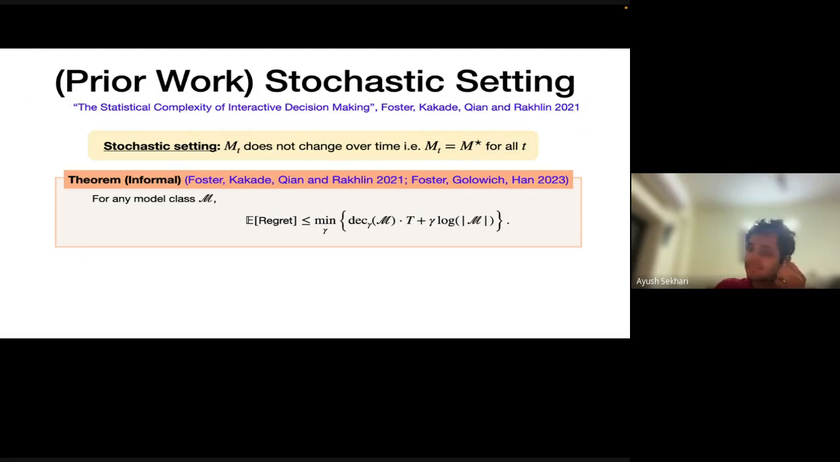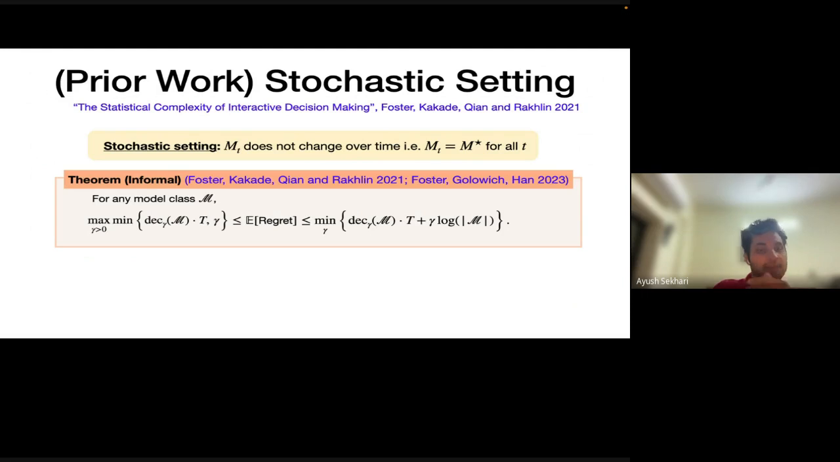At the same time, they showed that this kind of dependence on the decision estimation coefficient, T and gamma, is actually also necessary for the min-max regret by providing a lower bound. So the expected regret is lower bounded by the best trade-off for the scale parameter gamma, the min between the decision estimation coefficient of the class script M times T and gamma.